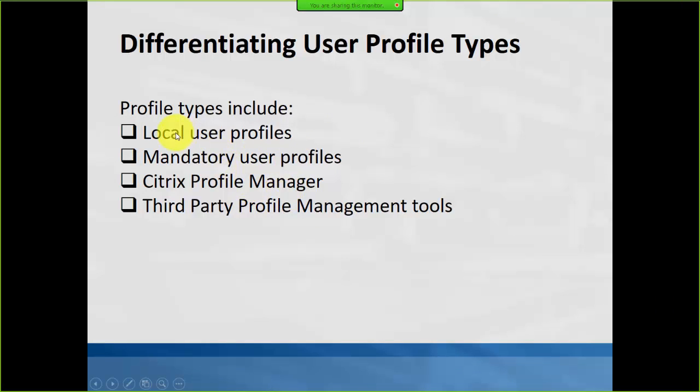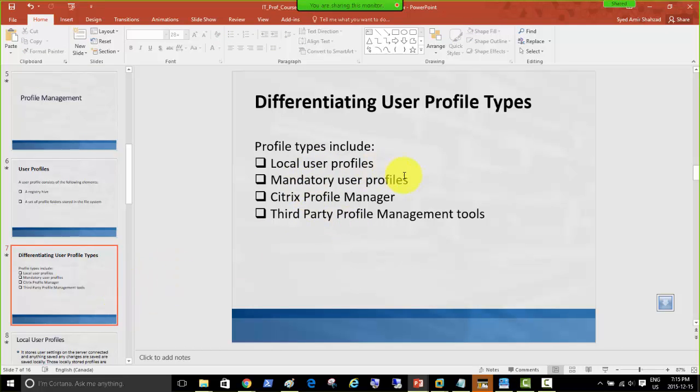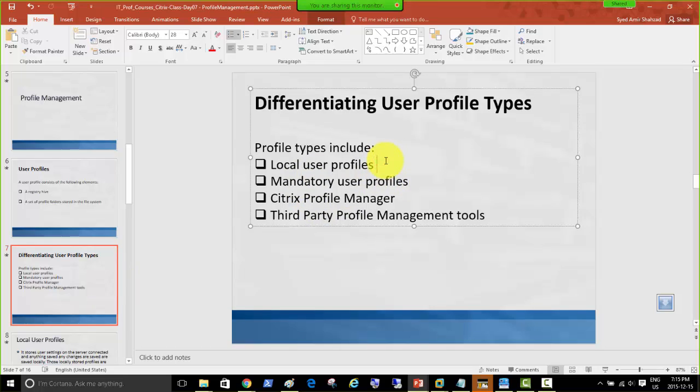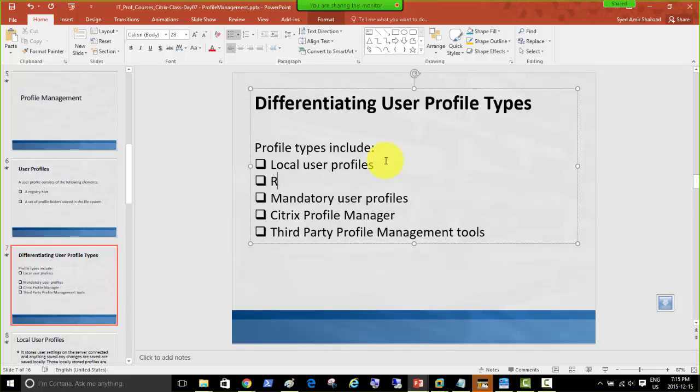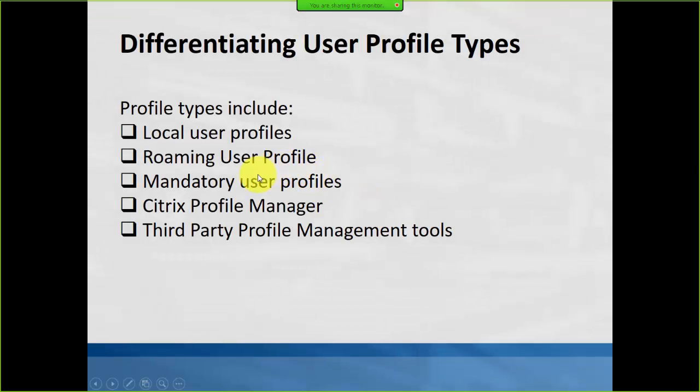There are these types of profiles. Profile types include local user profiles, mandatory user profiles, and Citrix Profile Management. But where's that roaming profile? Come on. I can add it; I think I deleted it by mistake. So roaming user profile, which is also used. There are all those profiles, but how do they work, and what difference does Citrix Profile Management make? And then there are third-party profiles as well from different companies.